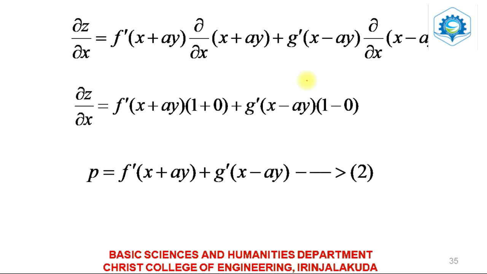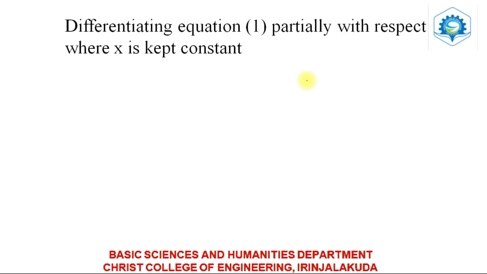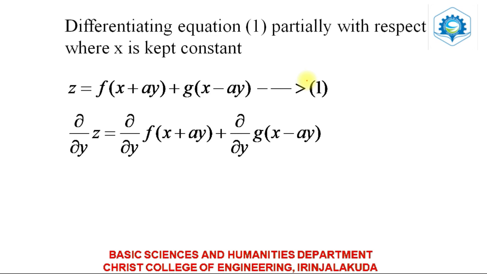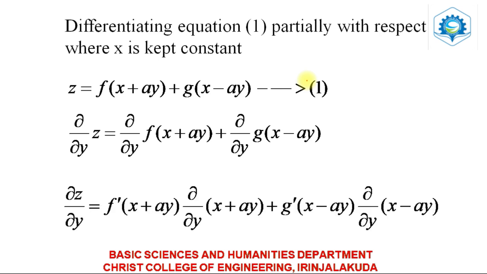Now, similarly, we need to find the other derivatives. Differentiating the given equation 1 with respect to y, we get ∂z/∂y equal to ∂/∂y of f(x + ay) plus ∂/∂y of g(x - ay). We can expand it like this: f'(x + ay) into ∂/∂y of (x + ay), plus g'(x - ay) into ∂/∂y of (x - ay).